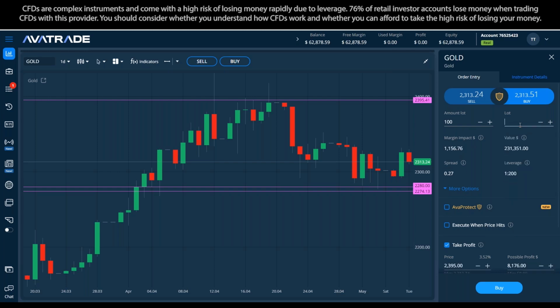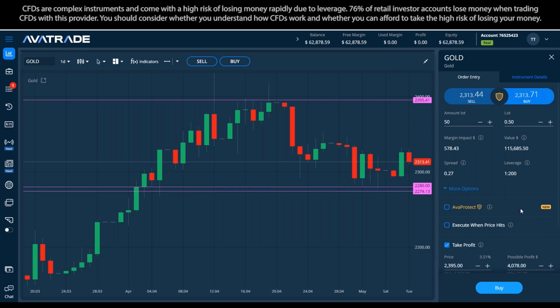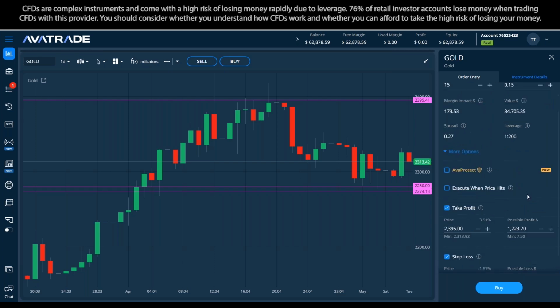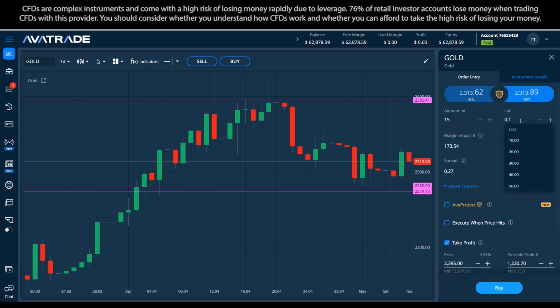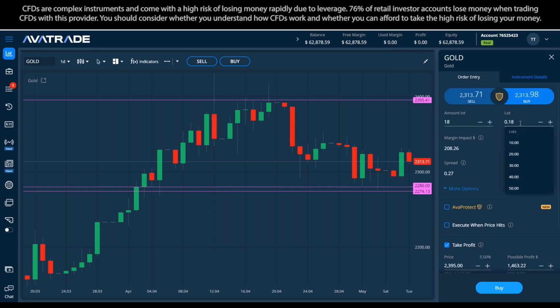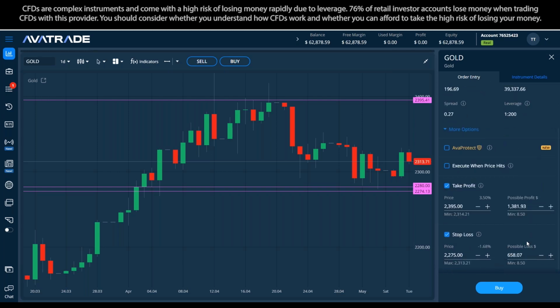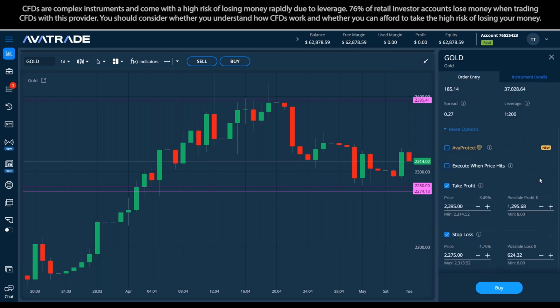And so if I go half a lot, now I'm risking 1,900. If I go 0.15, now I'm risking less than 1%, less than 600. So I can go 0.18, and I can zero in on the amount that I'm comfortable risking per trade. Okay, and so as precise as you want to be, you adjust the trade size, and now I'm around 1% exposure on my possible loss to that stop loss.